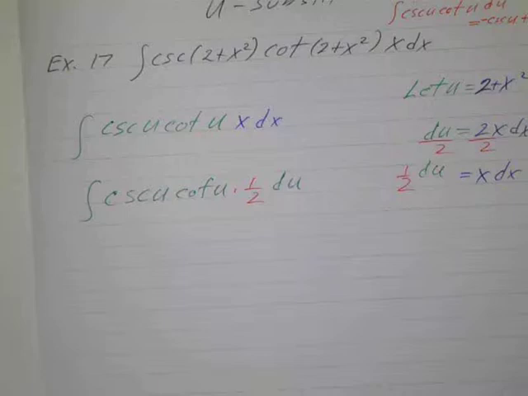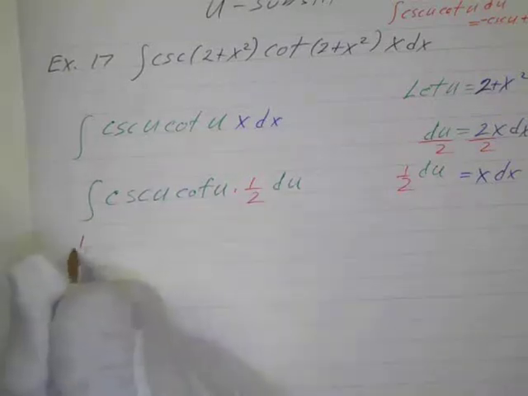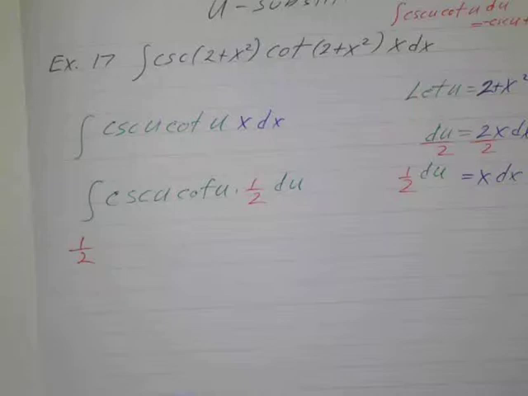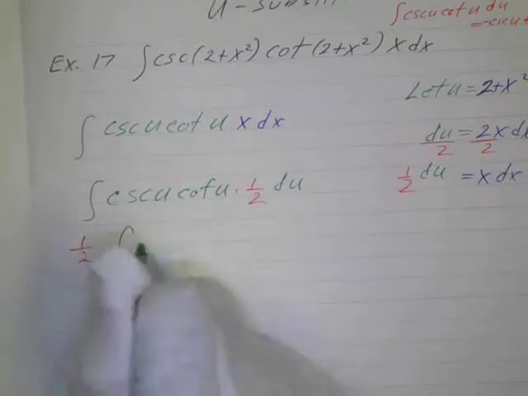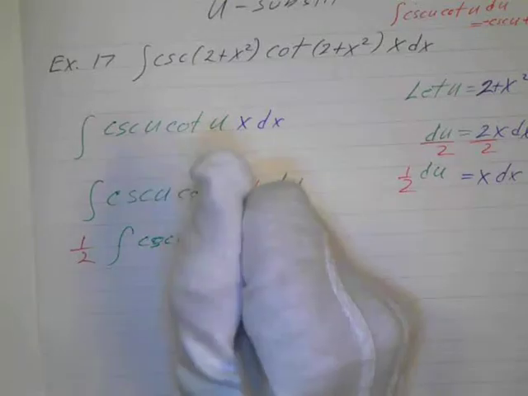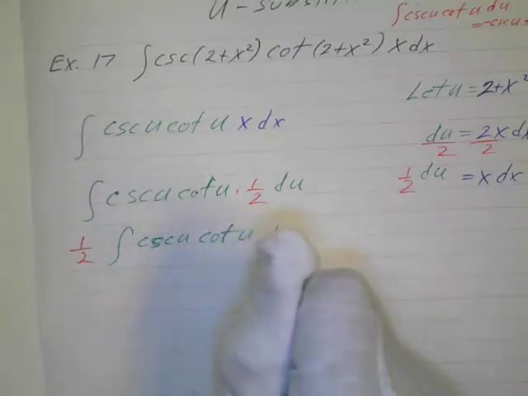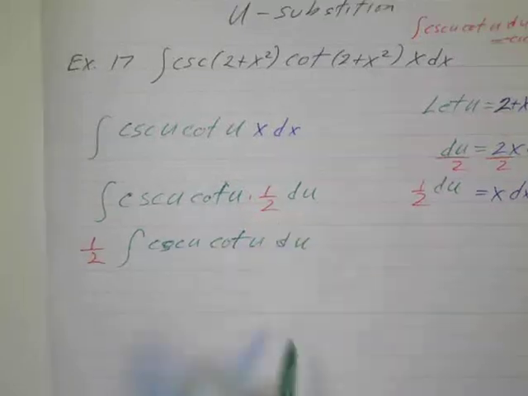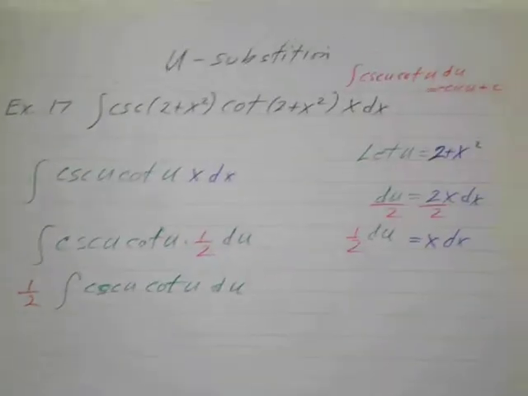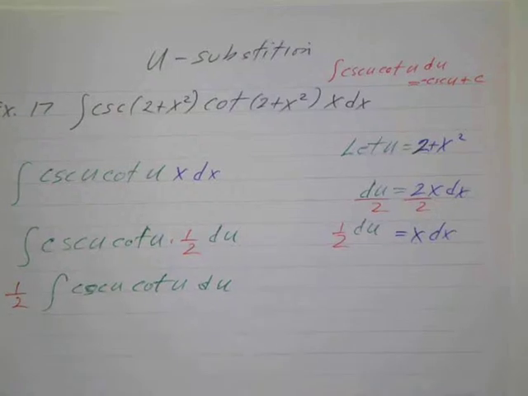And all I have to do is factor out, or use the constant multiplier rule, and get that 1/2 out in front. And I've got the integral of cosecant of u, cotangent of u, du, and there's my formula. Right up there, same thing, except it's in green rather than red.